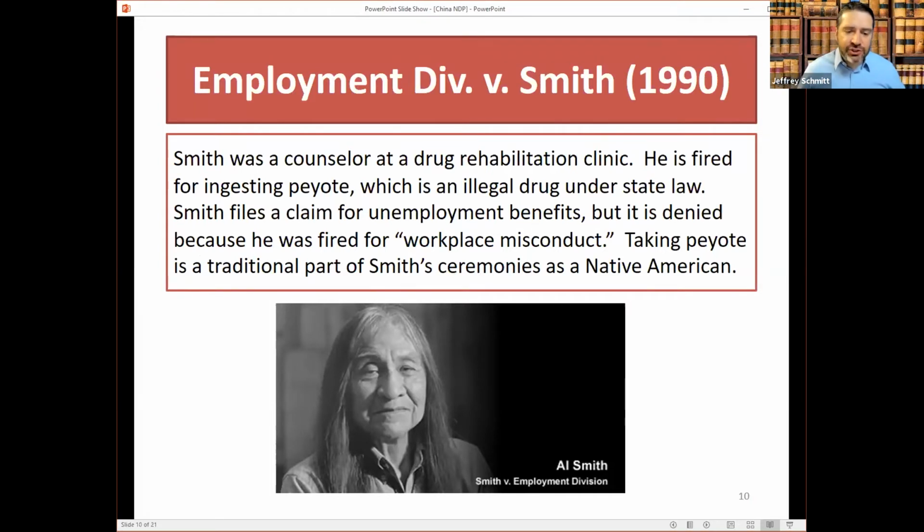So again, our issue is whether a law that gives a neutral rule that does not mention religion can violate the free exercise clause if it impinges on or burdens religious beliefs. And in Schmitt, the court says the answer is yes. The government can do that as long as it is neutral and generally applicable.